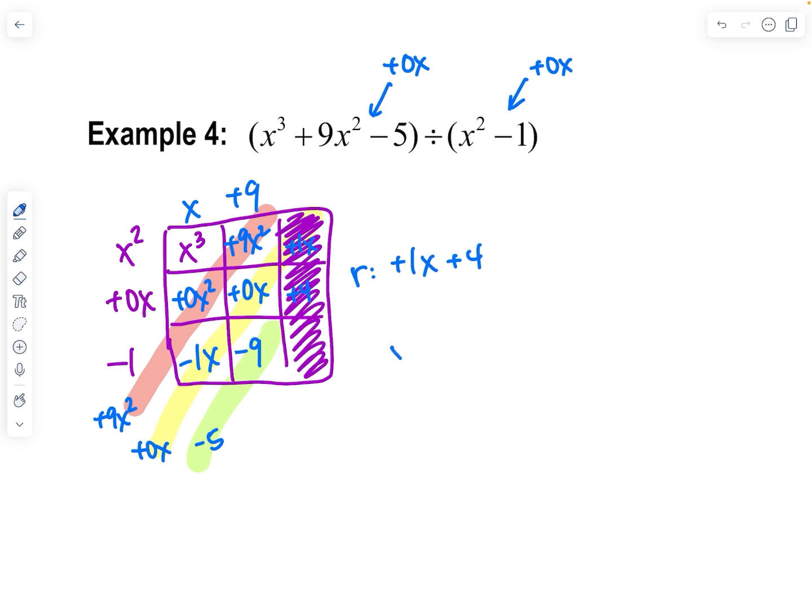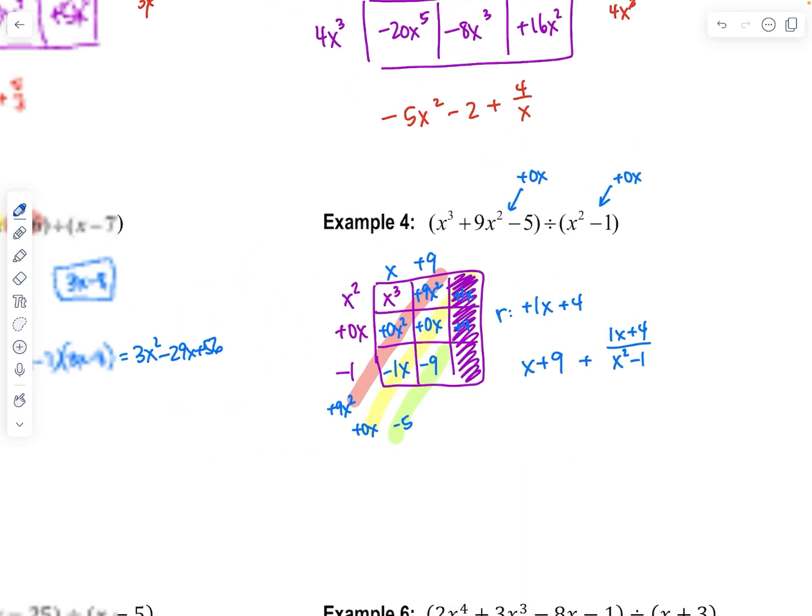So my answer would be x plus 9, okay, my quotient, plus my remainder, 1x plus 4, over my divisor, x squared minus 1, like that. Okay, so that's how it can be a little trickier, but you can still do this as well.